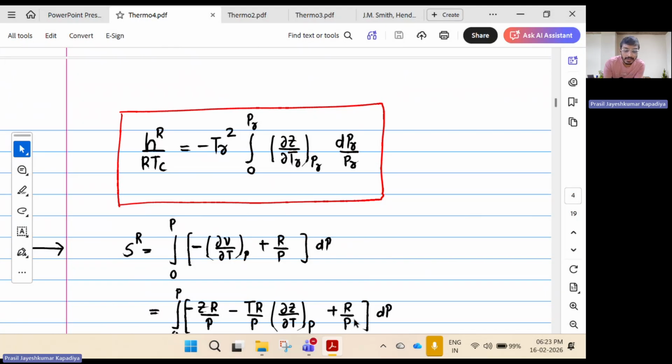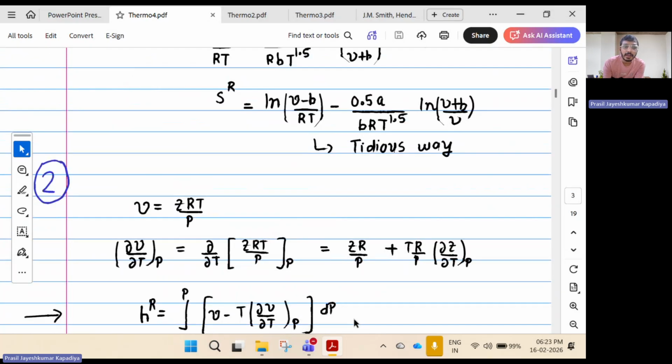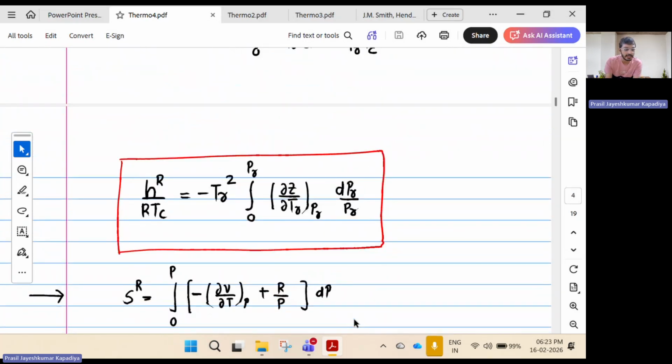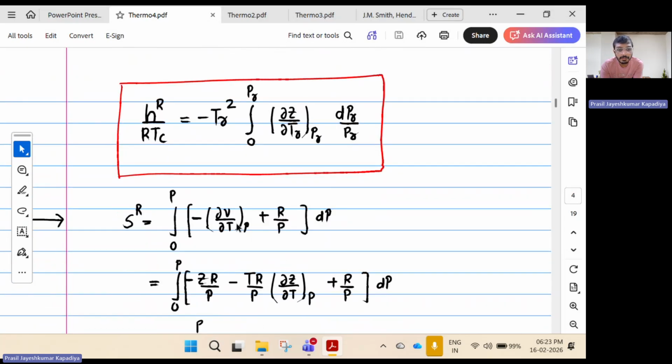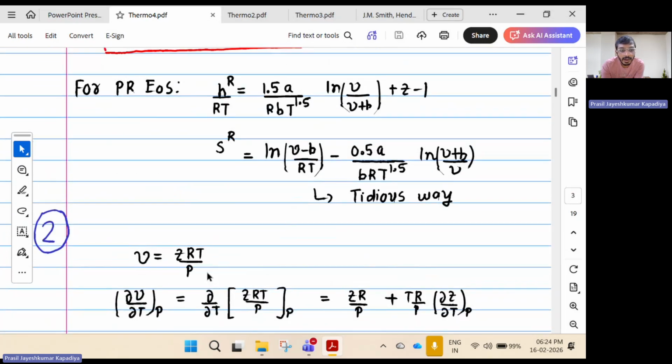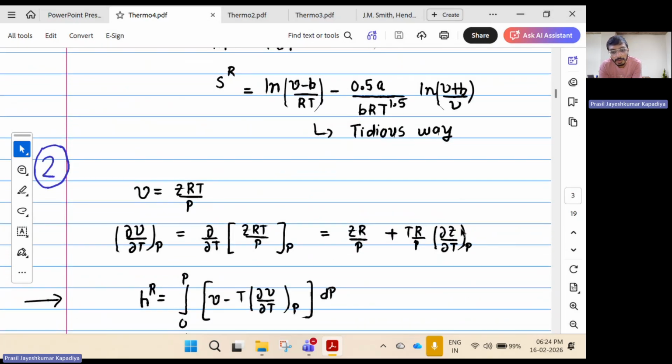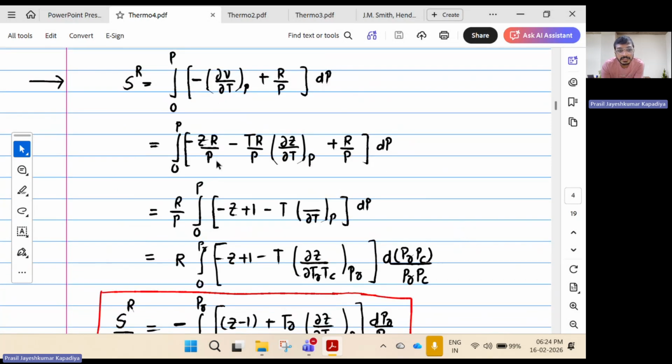Similarly, I can also find the residual entropy, defined as SR equal to integration 0 to P of minus del V del T at constant pressure plus R by P, dP. We found what del V del T at constant pressure was: it is ZR by P plus TR by P del Z del T at constant pressure. This is the first term with a minus, and both terms have minus, plus R by P dP. Now from all this we can keep R by P common. So it is minus Z, plus 1, and this term minus T del Z by del T at constant pressure, dP.